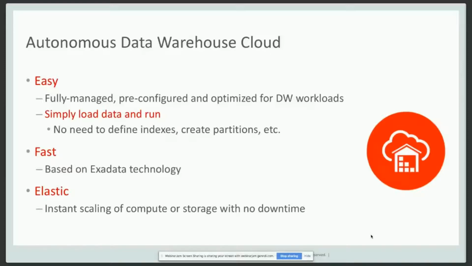All you need to do is just focus on where's my data. Let me get it into Autonomous Data Warehouse. We've optimized the technology so it's very, very fast. If you want more resources, if you want more CPUs, you want more storage, you can do that completely dynamically, scale up, scale down, turn it on, turn it off, depending on what you want to do. And you can do all of those with no downtime, unless of course you're stopping the service, at which point there is some downtime.